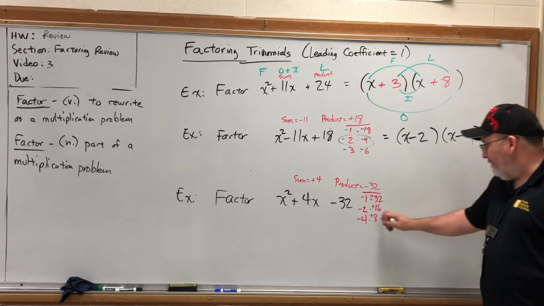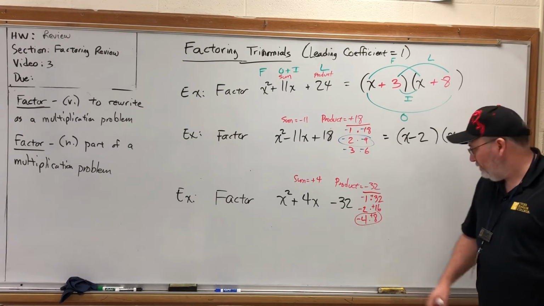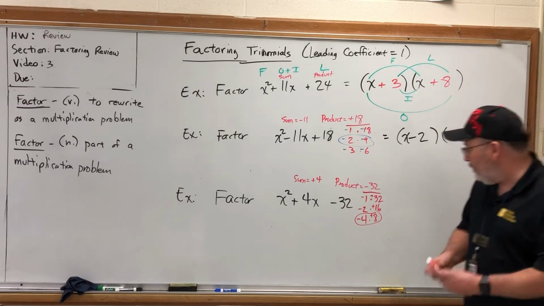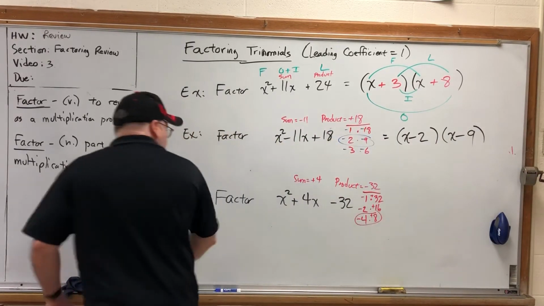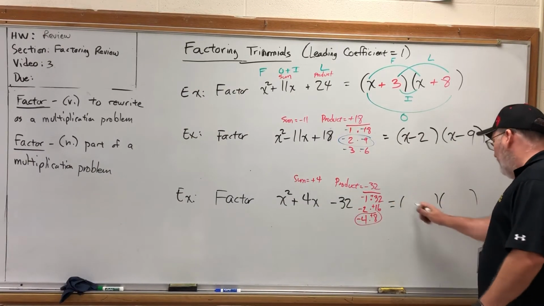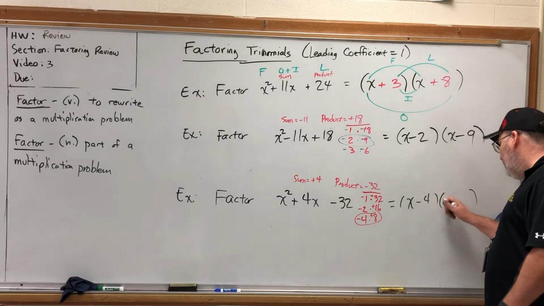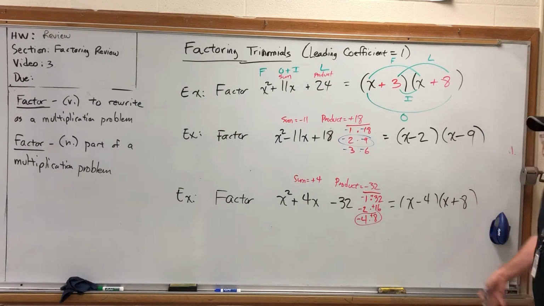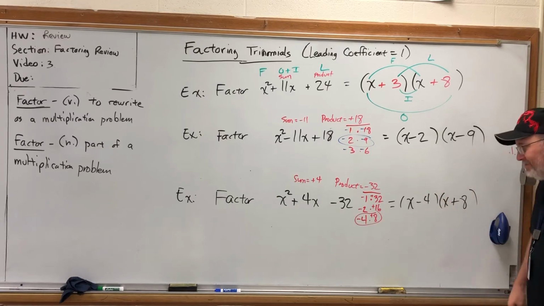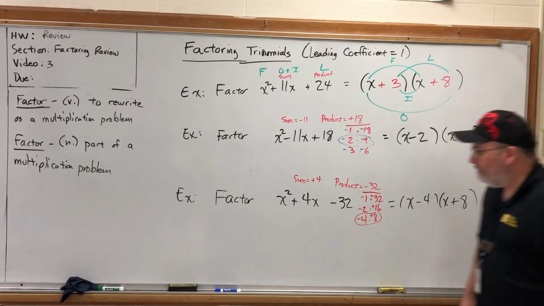And by the way, if you haven't found them yet, it's this bottom pair. When I add -4 and +8, I get +4. But when I multiply -4 and +8, I get -32. They are the correct pair of numbers. And therefore, x minus 4 and x plus 8, or x plus 8 and x minus 4. It's a multiplication problem. It's commutative. Either one of those is correct.